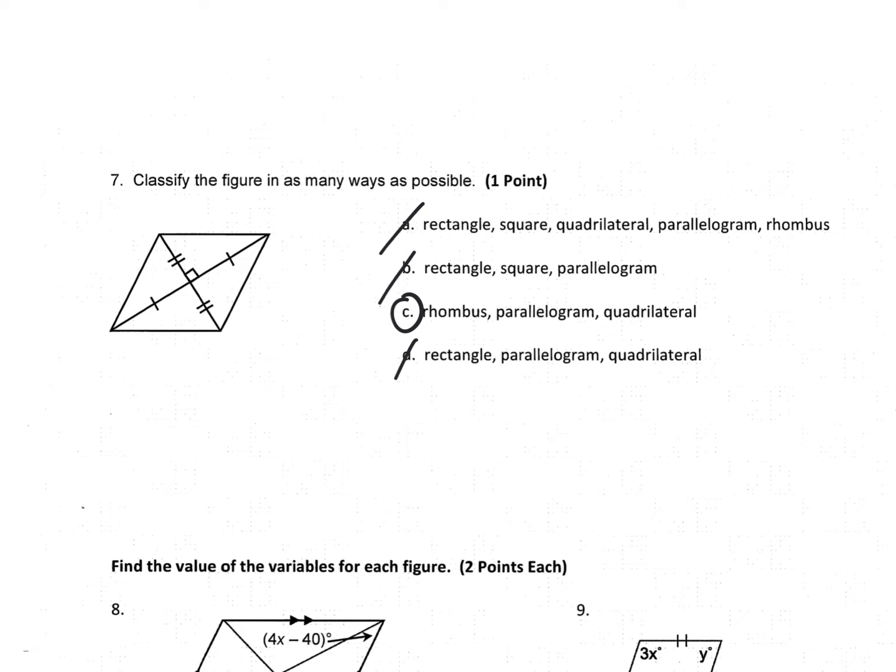And a rhombus, remember, bisects. This line right here is bisected, which means that this side length and that side length right there are congruent, and this side length and this side length are congruent, and it also creates a 90-degree angle.